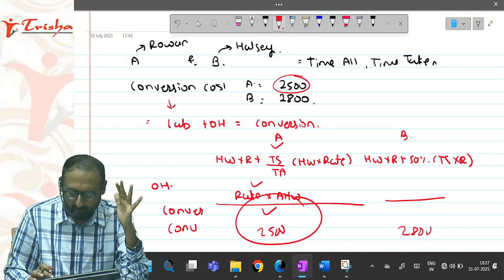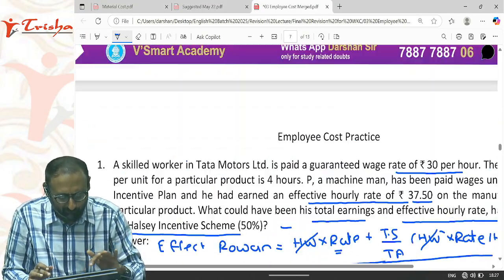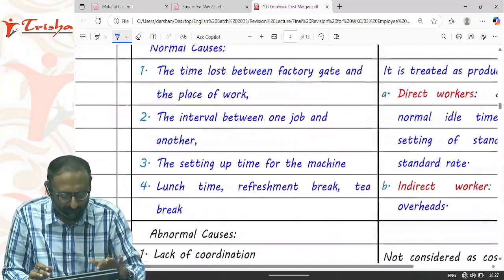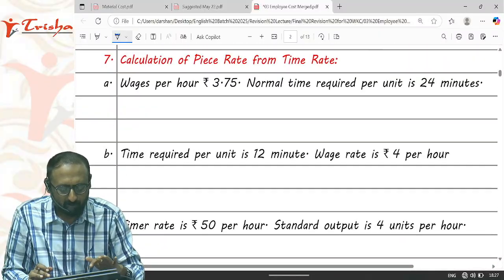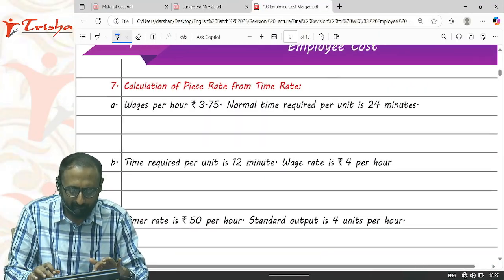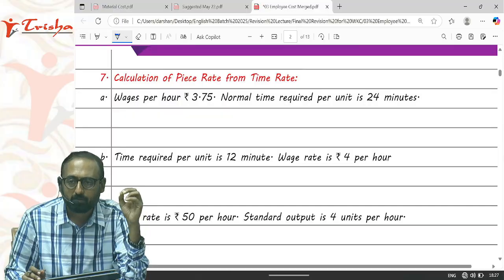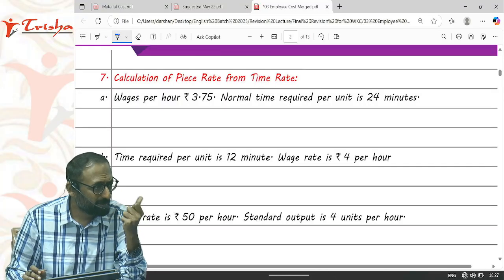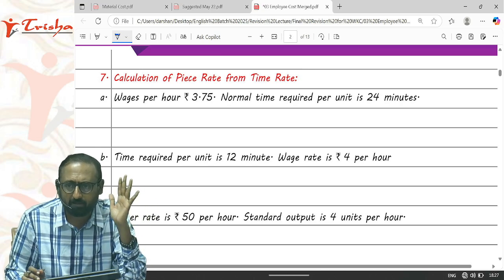Next one. Guys, after this, one more important point I want to clarify. In most of the questions, time rate will be given, and with the help of time rate, you'll have to calculate piece rate.